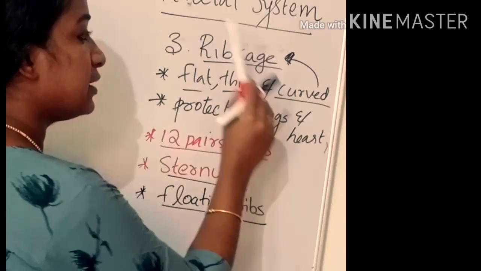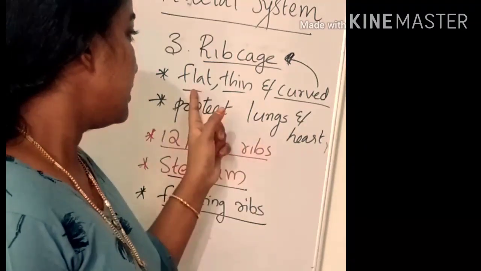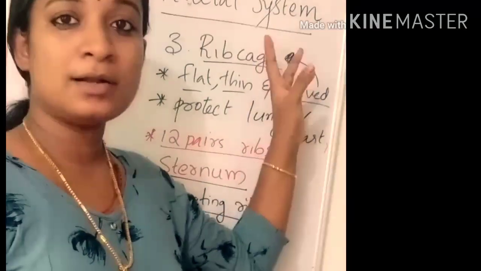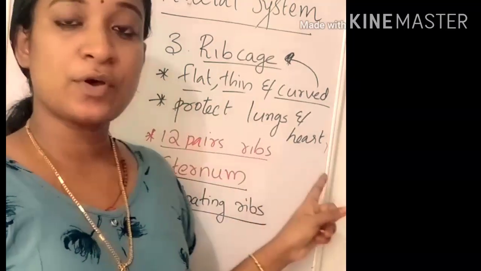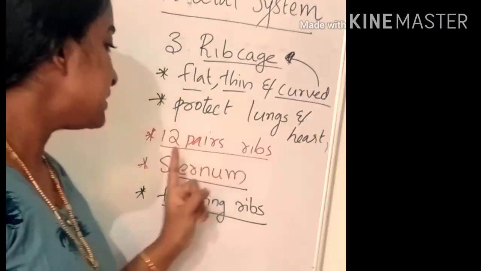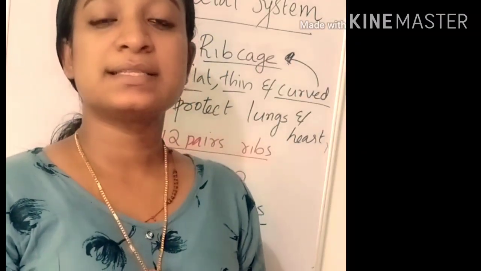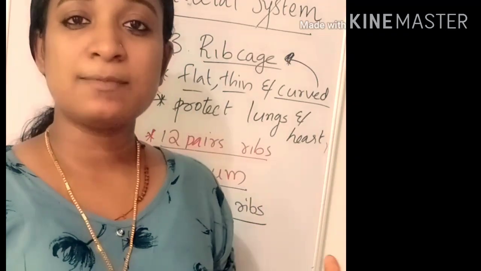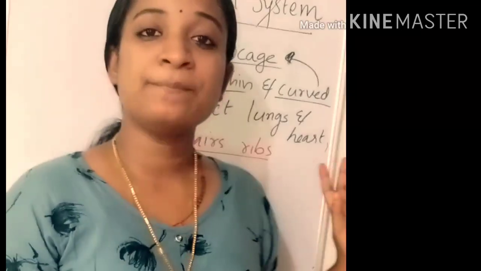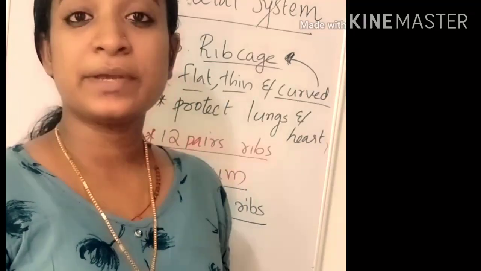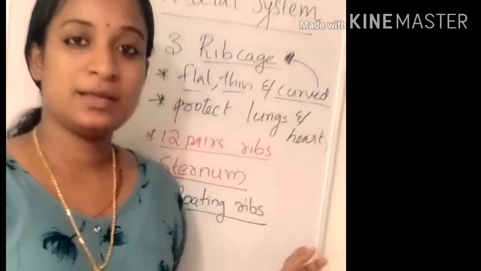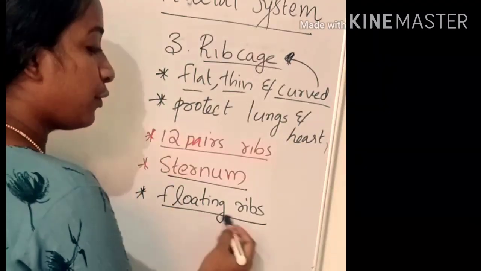So the name rib cage came because the flat, thin, curved bones make a cage-like structure. There are 12 pairs of ribs in the rib cage, which help to protect the lungs and heart. There is a long bone in the center of the rib cage which helps to hold the front ribs, and the ribs are also attached to the backbone. One pair of ribs is not connected to the sternum but to the backbone, and they are known as the floating ribs.